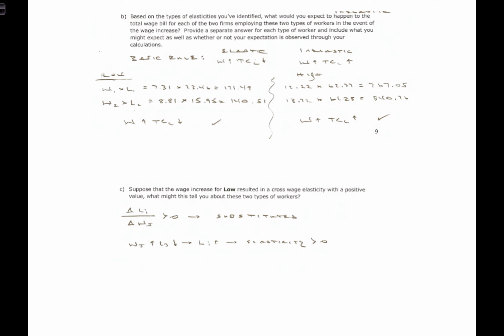So then I said, okay, based on the types of elasticities you've identified, what would you expect to happen to the total wage bill for each of the two firms employing these two types of workers in the event of the wage increase? What I was hoping you would do is give me the basic rule that I taught you in the modules, that if it's elastic, when wage increases, the total wage bill goes down. Inelastic, wage increases, the total wage bill goes up.